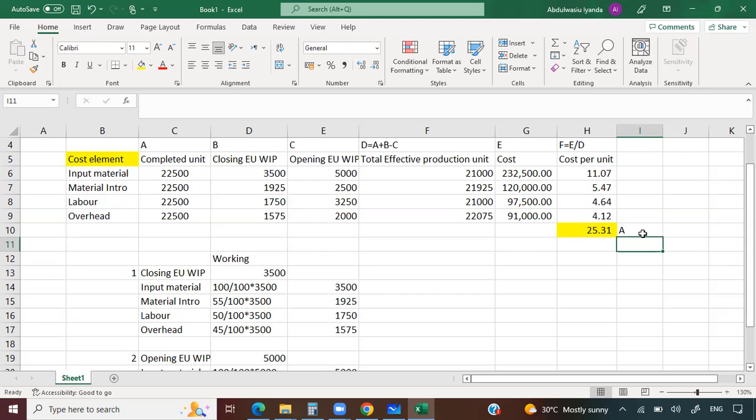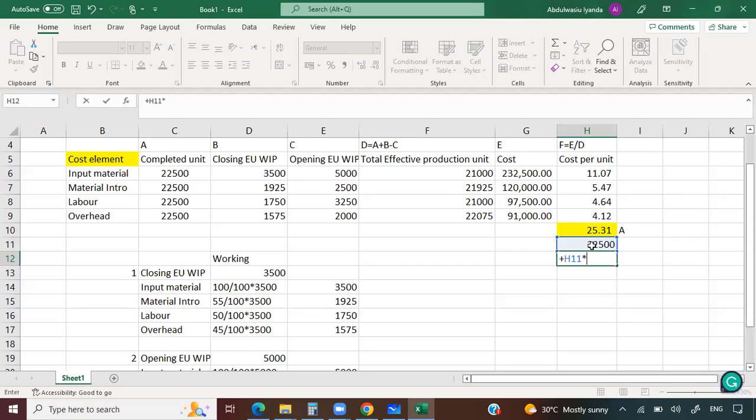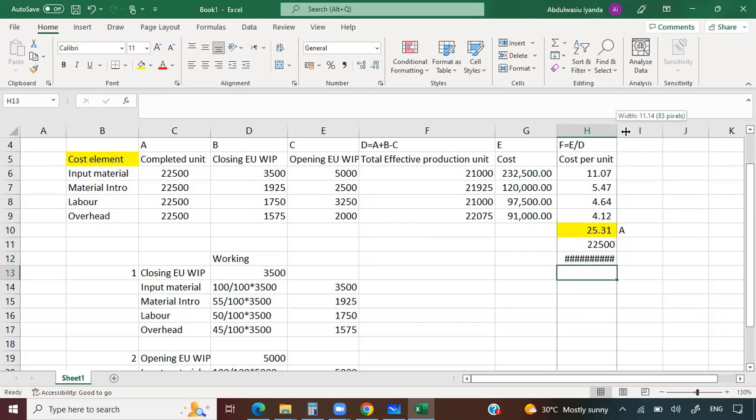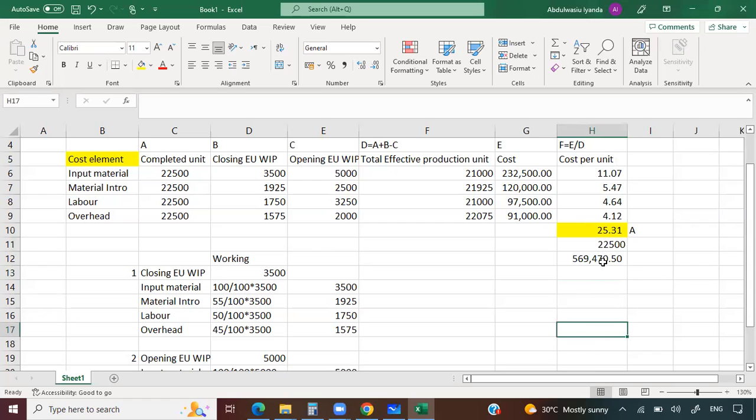The cost. So if I say what now? What you transferred, what you completed, is what? 22,500. So if I say this, multiply by what now? Multiply by this. This is the value.